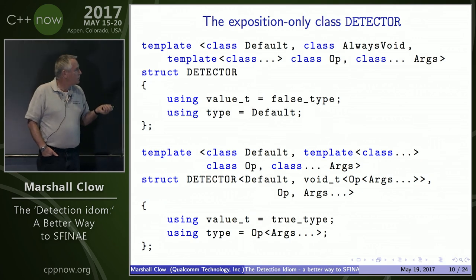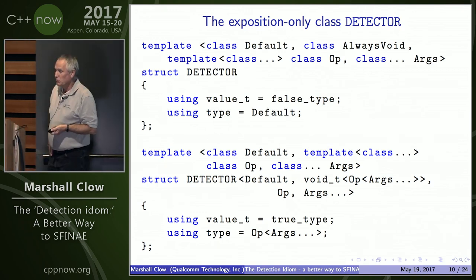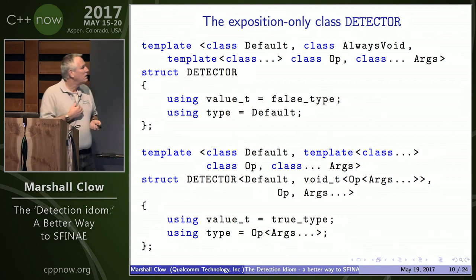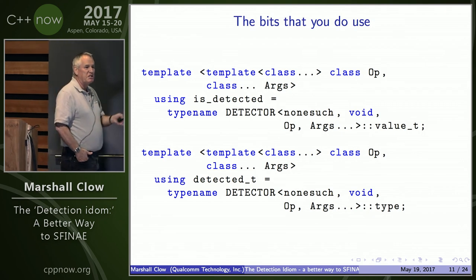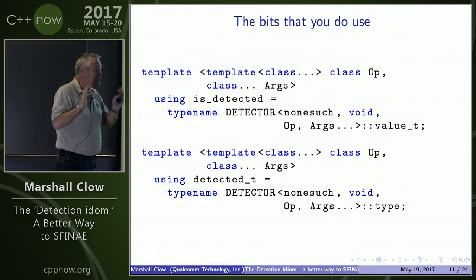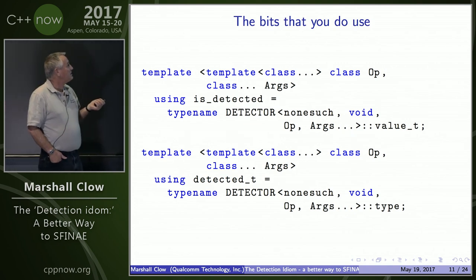Okay, and we have in here an always void, and here we have void_t<Op<Args...>>, which I'm going to explain in a little bit. But you don't ever use detector, because it may not exist, right? It's just an exposition-only thing. These are the ones you actually use. is_detected works as if it was inheriting from, or getting values out of, detector, or detected_t, which is the shorthand for getting the type out.